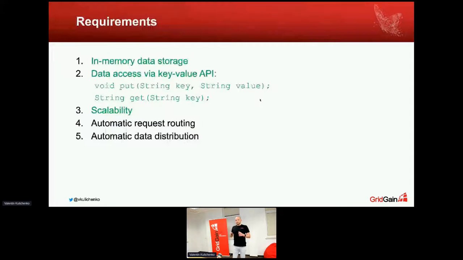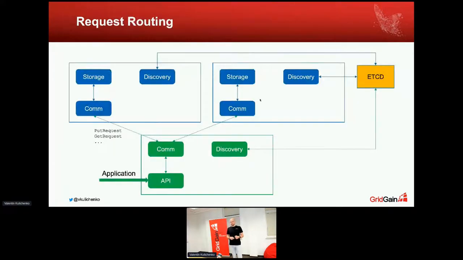So, at this point, we have achieved scalability, so we can have a cluster of multiple nodes, but we don't really use it at this point, obviously, because we still need to implement all the mechanisms for request routing from the client to server, and also a mechanism for data distribution. So let's look at that, and let's look at the request routing first.